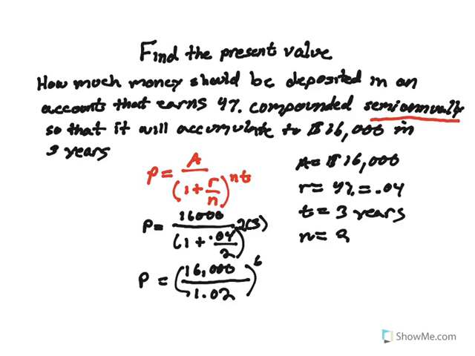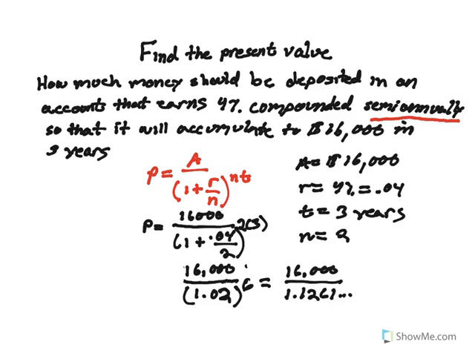When you calculate 1.02 to the 6th power on the calculator, you get a very long value with many decimal places. Keep those place values in the calculator. Then you take the 16,000 and divide by the number that we get.